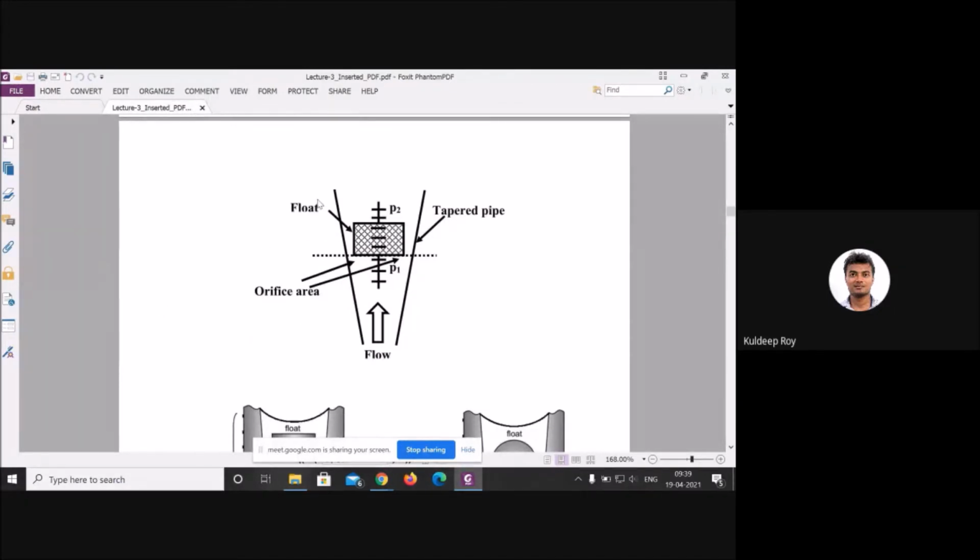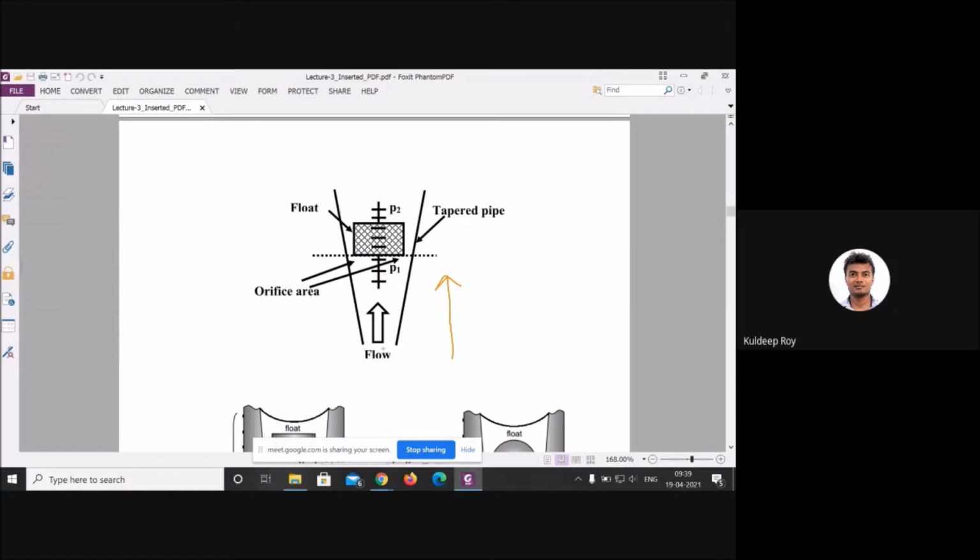Now here, the flow will go from the downward to the upward direction, and this is the float, which is also called the bob. When the fluid flows from this direction to this direction upward, this bob will register the flow behavior.